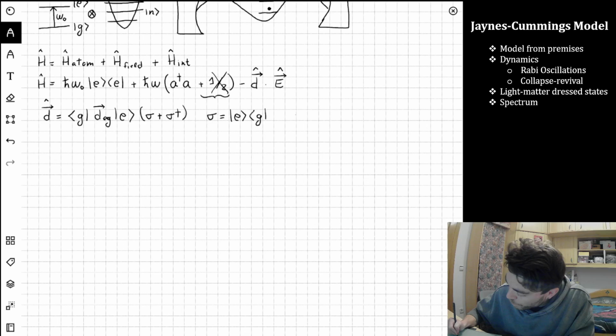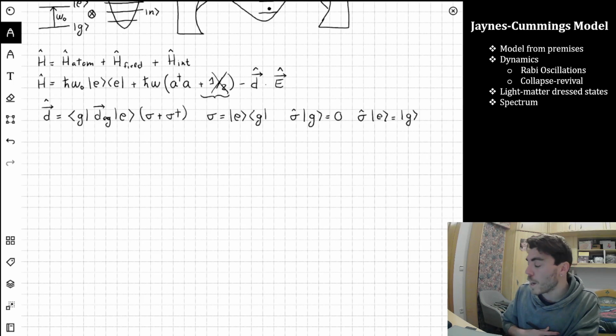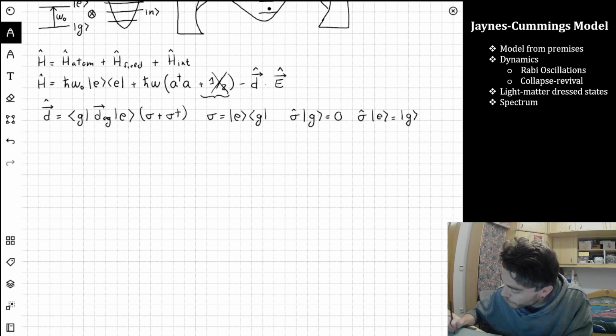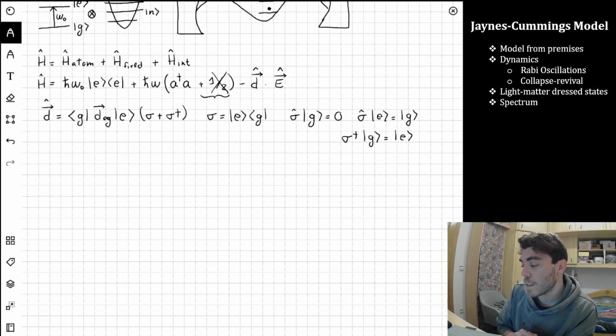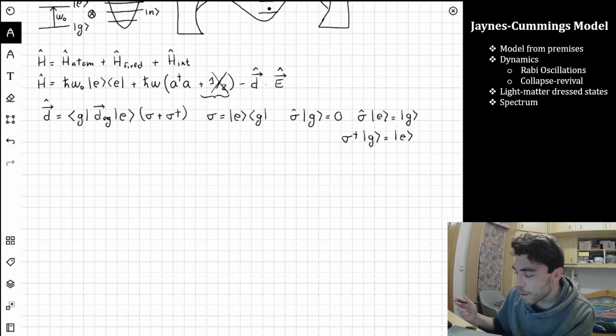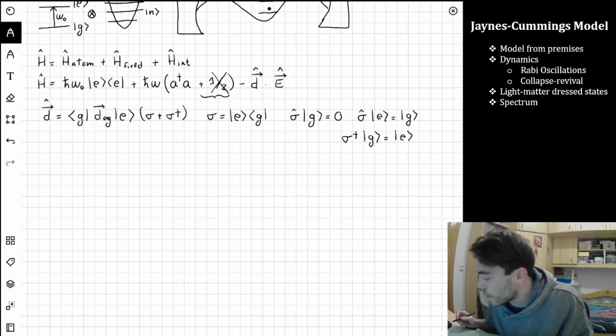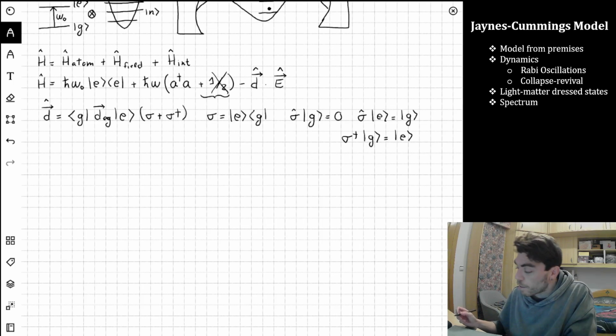Why? Because if I apply sigma to the ground state, I get 0, and if I apply sigma to the excited state, I get the ground state, so it's going down by one excitation of the atom. And if I apply sigma dagger to the ground state, I get the excited state. So that's why it's called the raising operator. They work in the same manner as the annihilation operators for bosons, but only in 2 dimensions. So there are only 2 states, excited and ground. We saw this in the semi-classical model before.